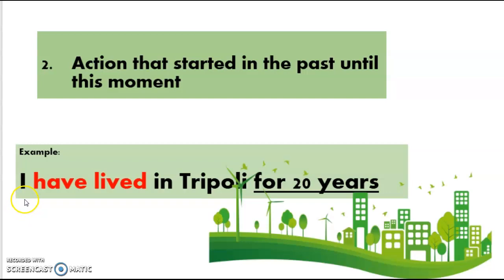For example, I have lived in Tripoli for 20 years. The action is the act of living. I have lived in this city for 20 years. So 20 years ago, I started living and I am still living here until now.